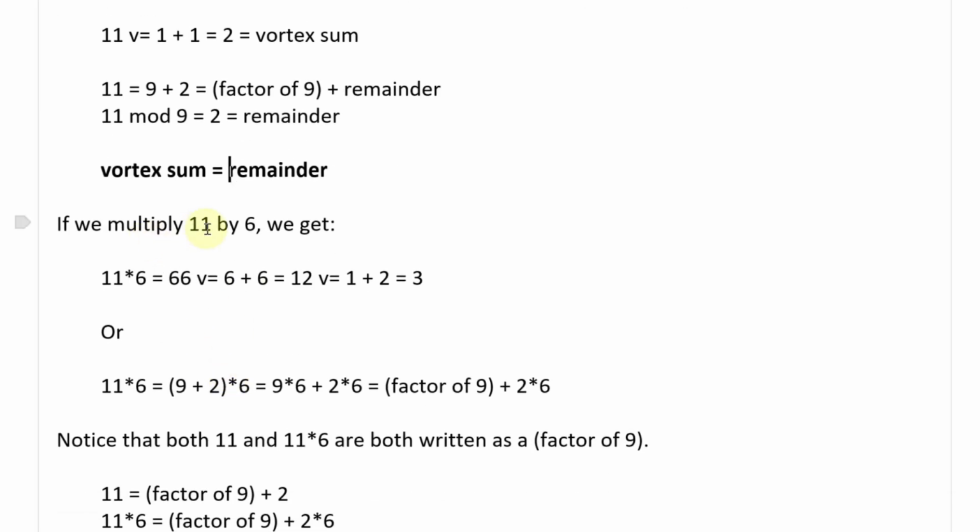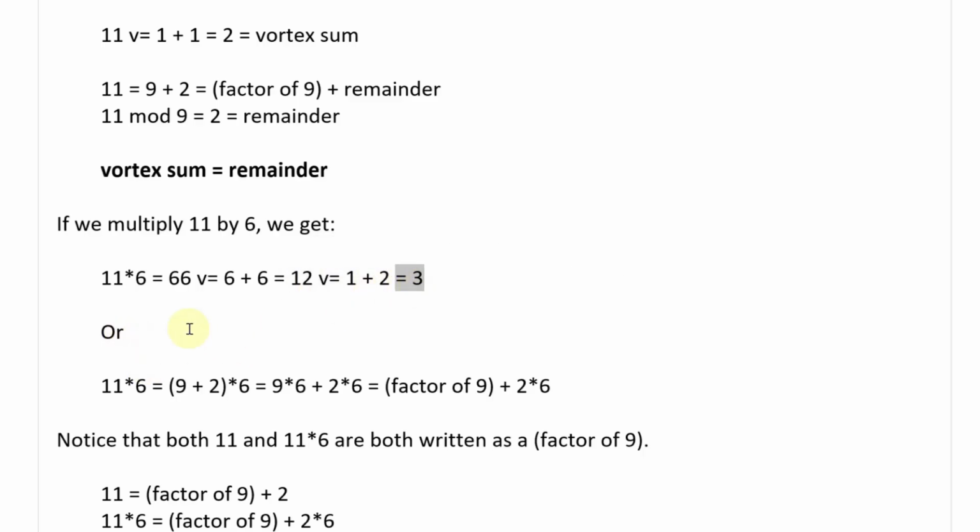So now if we multiply 11 by 6, just a random number, 11 times 6 equals 66. Now V equals, to get the vortex sum, just to see what happens when we multiply, 6 plus 6 equals 12. V equals, reduce it again because this is greater than 9, it's not a single number. So this is going to be 1 plus 2 equals 3.